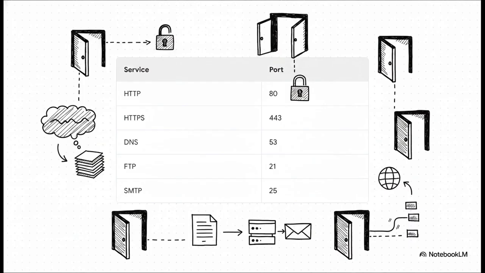Out of those 65,000 plus ports, a few standard ones act as universal doorways. Treat this table like your must-memorize checklist for literally any networking exam. Unsecured web traffic, HTTP, uses port 80. Secure web traffic, HTTPS, uses 443. DNS, which translates web addresses, sits on port 53. FTP, for file transfers, uses 21. And SMTP, which handles sending emails, uses port 25. Seriously, memorize these mappings. They will absolutely show up on your tests.